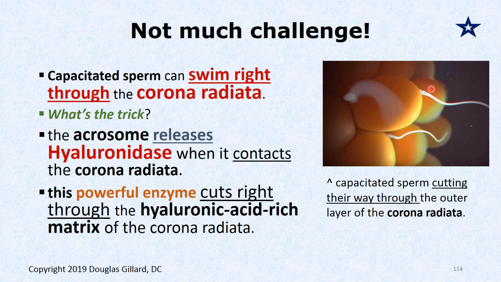A capacitated sperm can swim right through that corona radiata, no problem. Now, how do they do it? Because we said they don't go through the cells, but they squeeze between them. But there's that stuff there. How do they get through that hyaluronic acid-rich matrix? Well, they have a weapon, and they secrete hyaluronidase. So when the acrosome releases hyaluronidase, when it contacts the corona radiata, this powerful enzyme cuts right through the matrix.